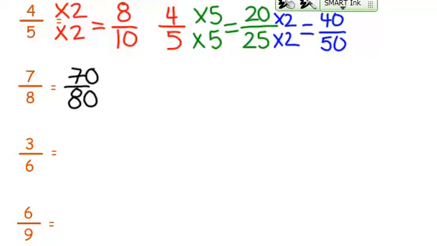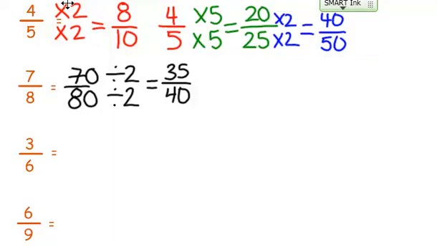Now, since I took the easy way out on the first one, I'm going to try something a little bit trickier for the second problem. I'm going to take my 70 and my 80, which are both even numbers, and divide them by 2 in order to find an equivalent fraction that looks a little bit different. 70 divided by 2 is going to be equal to 35. 80 divided by 2 is 40. So 35/40 is another equivalent fraction.